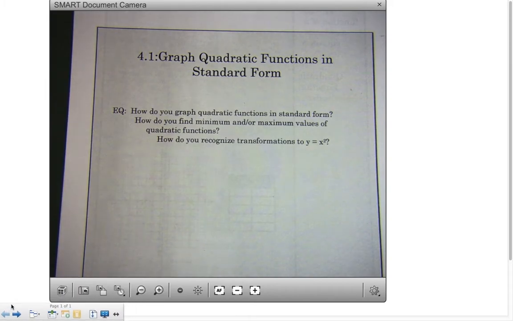Alright guys, you're going to be taking notes over chapter 4.1, so you're going to learn how to graph quadratic functions in standard form. I'll probably go kind of fast, so just pause the video whenever you need to, and you can always rewind if something did not make sense.